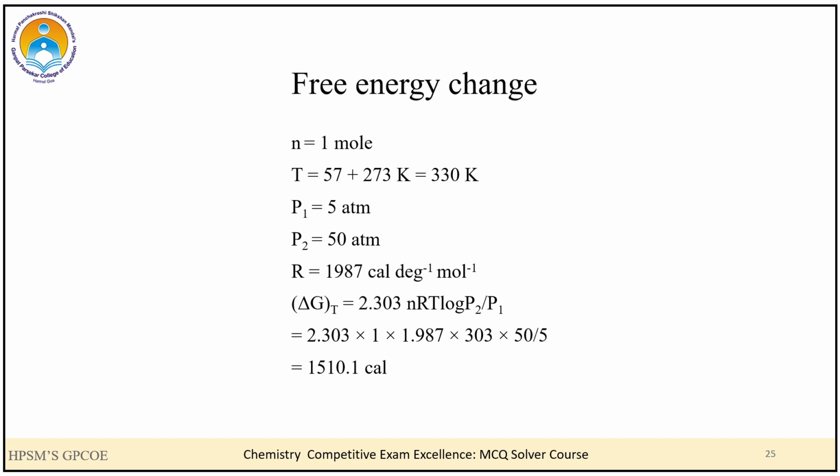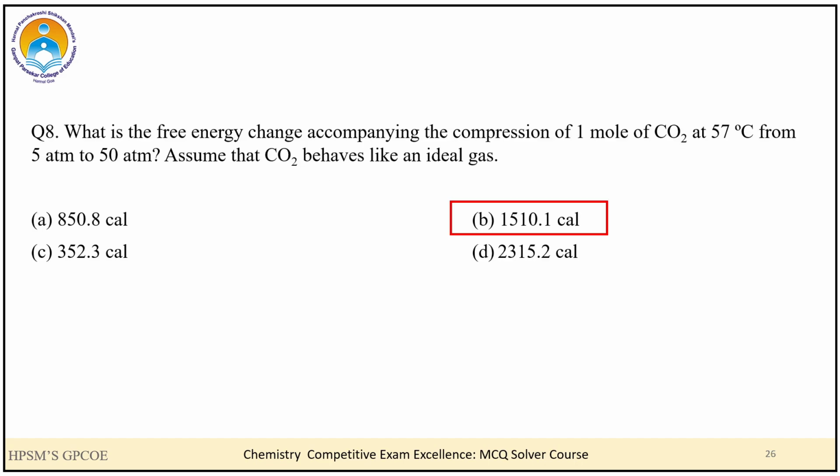Given that n equals 1 mole, temperature comes to 330 Kelvin, P1 equals 5 atmosphere, P2 equals 50 atmosphere, value of R is given as 1.987 calories per degree per mole. Substituting this in the expression for delta G at constant T, which is equal to 2.303 nRT log of P2 upon P1, if we substitute the values of 2.303 into 1 into 1.987 into 330 into log of 50, that is P2, divided by 5, that is P1, we get the final answer of 1510.1 calories. Thus, option B is the correct answer.